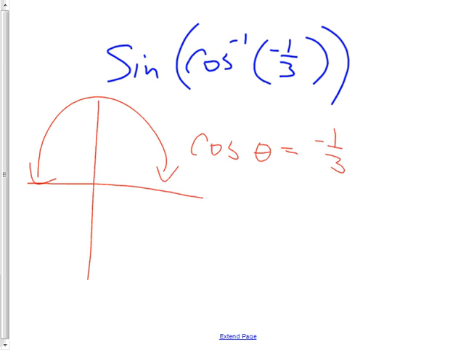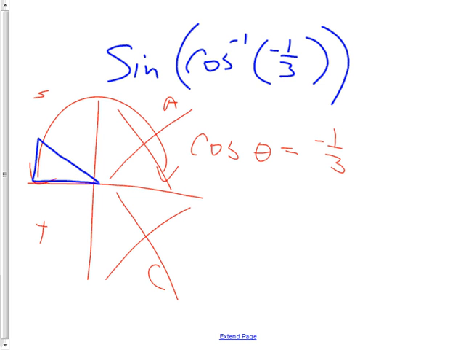Where is cosine negative? Well, this is all students take calc. This is a place where cosine is positive, so it can't be there. This is another spot where cosine is positive, so it can't be there. So given all of that, do you get my triangle has to be right here?